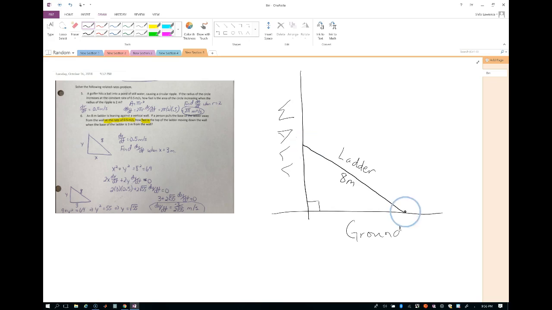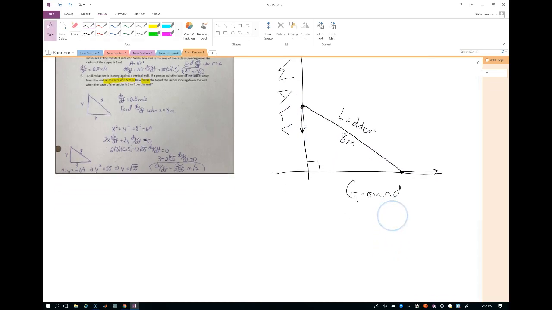But somebody is pulling this ladder away from the wall down here at the bottom. And when that happens, the top of the ladder is going to fall because we've got to maintain this right triangle with a hypotenuse of 8. So if the length of one side increases, the length of our other side is going to decrease.